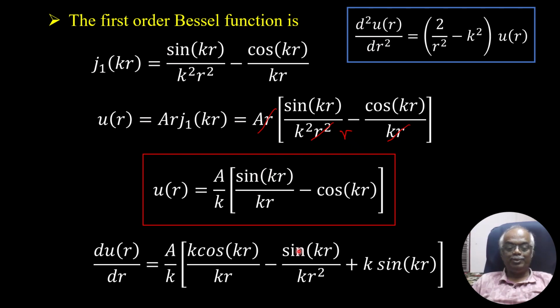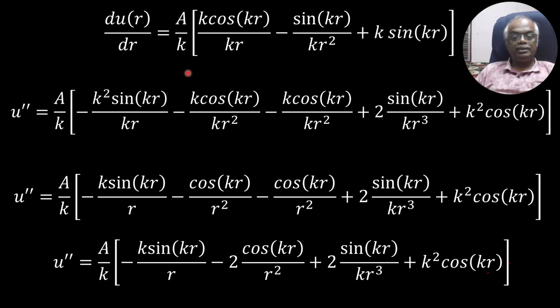Then you keep sin kr as it is and differentiate the denominator, that is 1 over r. If you differentiate 1 over r, you will get minus 1 over r squared. Of course, there is a k here. And if you differentiate this, you will get minus k sin kr. Already there is one minus, so this will become plus k sin kr. So now we will further simplify this. So we got the first order derivative.